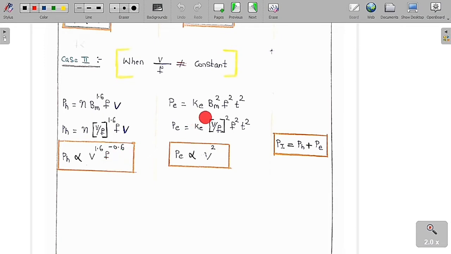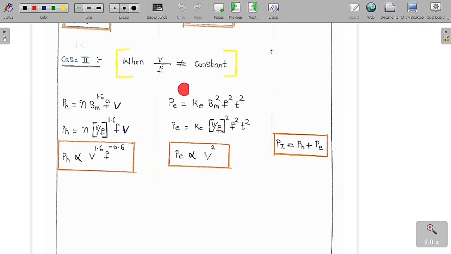Whereas eddy current loss is equal to K into Bm square into F square into T square, as Bm is directly proportional to V by F. So now do a simplification, F square cancels because it is not a constant, so it is independent of frequency. So Pe is directly proportional to square of the voltage, and the net iron loss or the core loss is the summation of the hysteresis loss and the eddy current loss.